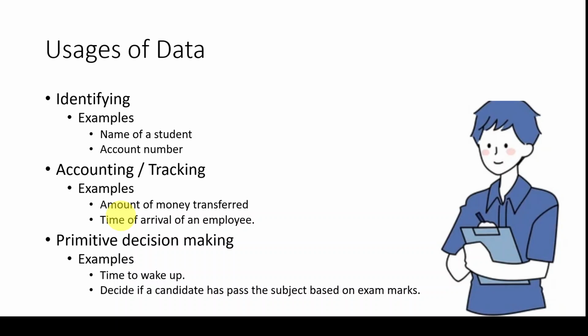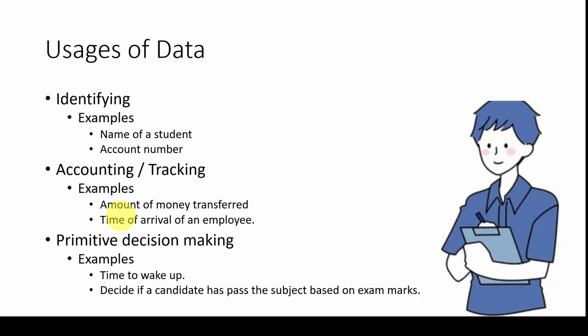Secondly, we can use data to account or track things. For example, amount of money transferred. So that amount is data that we use to track it, account it. The time of arrival of an employee. So we want to account it, track it, so that we can check how many hours that person has worked. So for accounting purposes also we use data.